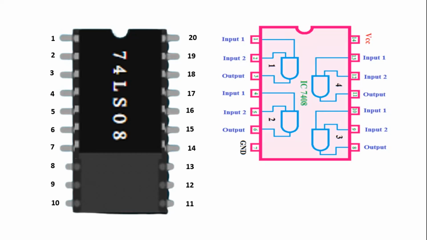Here 4 AND gates are present in this AND gate IC and alignment of the gates is similar to NOT gate IC. Pin number 1 and 2 are the inputs and pin number 3 is the output of the first AND gate. Like that, you can check other input and output combinations.